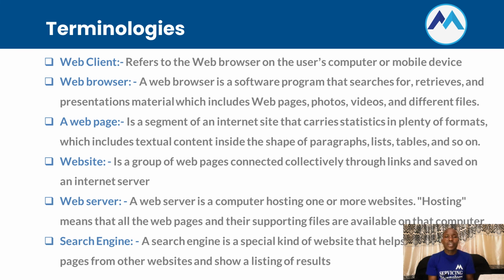Then, a web server is a computer hosting one or more websites. Hosting in this case means all the web pages and their supporting files are available on that particular computer. The web server will send any web page from the website it's hosting to a user's browser per user request. Then the last terminology, a search engine, is a special kind of website that helps users find web pages from other websites and shows a listing of results. Examples are Google, Bing, and Yahoo. We will cover more about search engines in our last topic in this series.